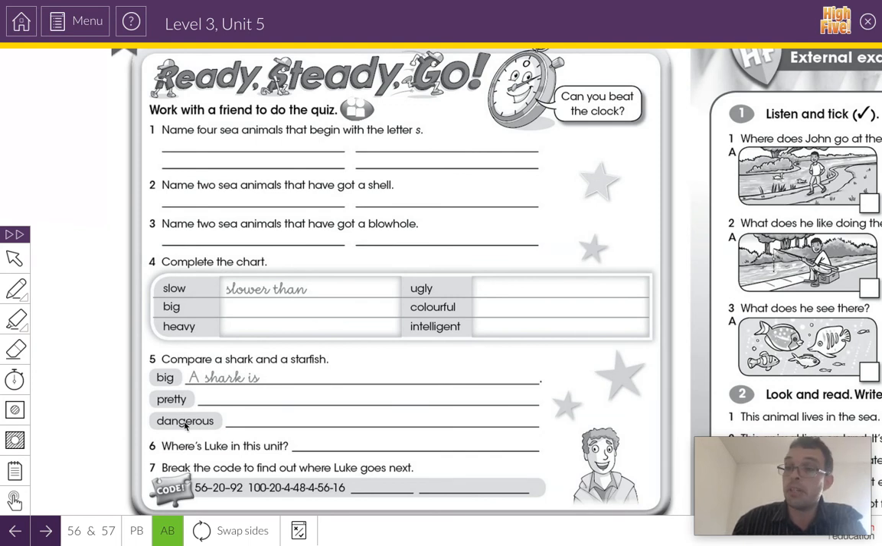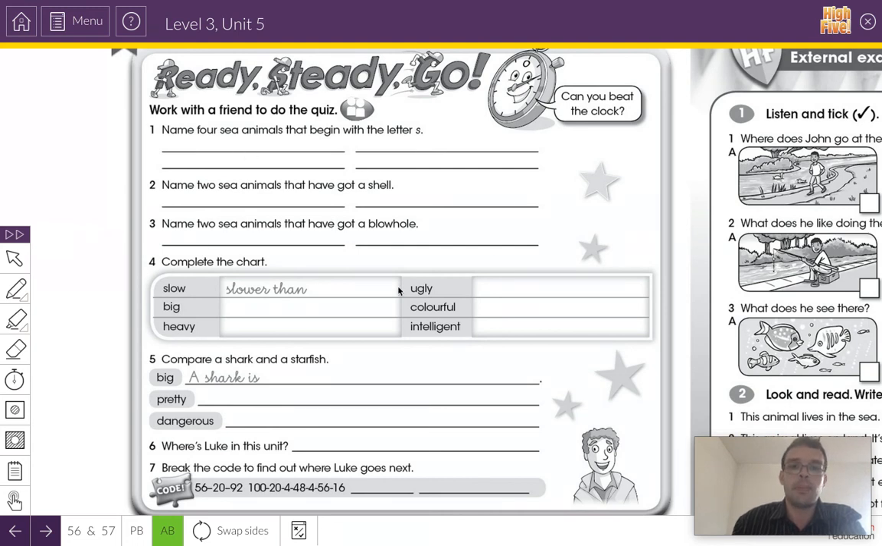Now, at the beginning of the class, we did a little bit of practice, okay? So you're going to make similar sentences. For example, a shark is bigger than a starfish. You have to write similar sentences with the adjective pretty, which means beautiful, like myself, and also with dangerous, which is a bad thing, which animals can hurt you. All right, so we're going to make these sentences.